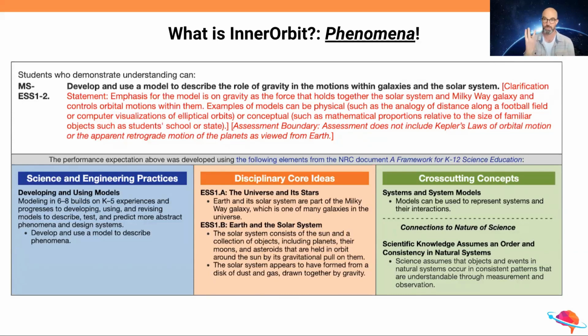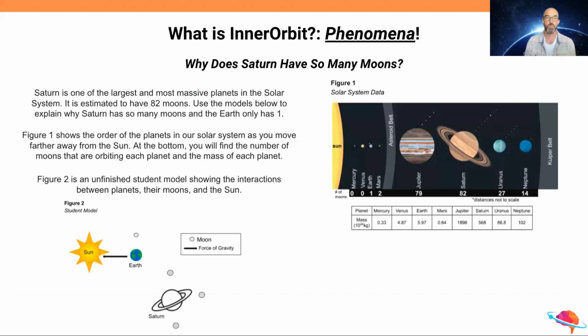The cross-cutting concept, which is the third dimension of the standard, is systems and system models, and that we can use models to represent systems and their interactions. And so looking at parts of a system and how those interact with the rest of the system is what we're looking to do. And so one of the phenomena that we have on the site is, why does Saturn have so many moons?